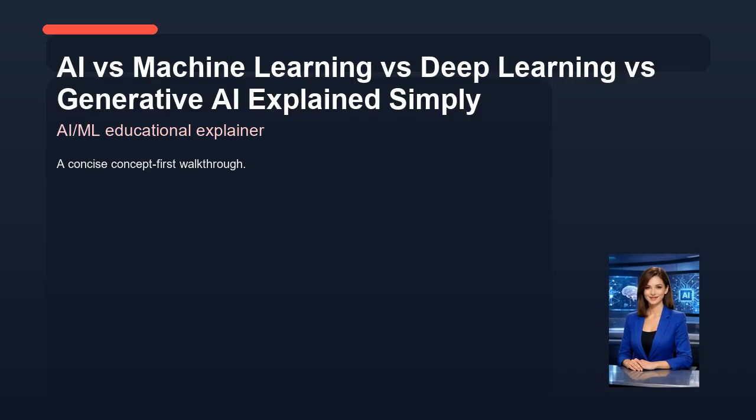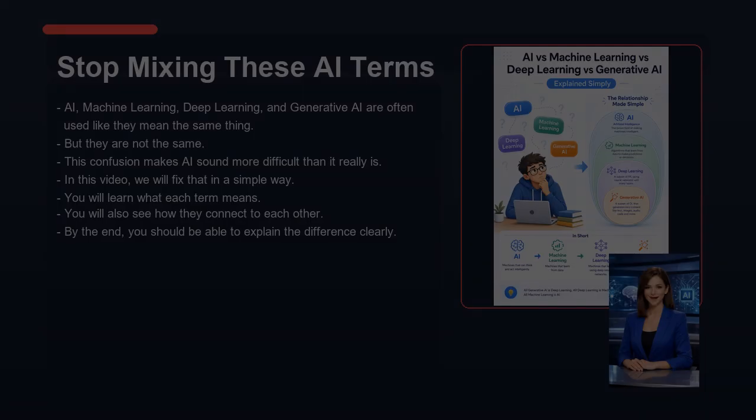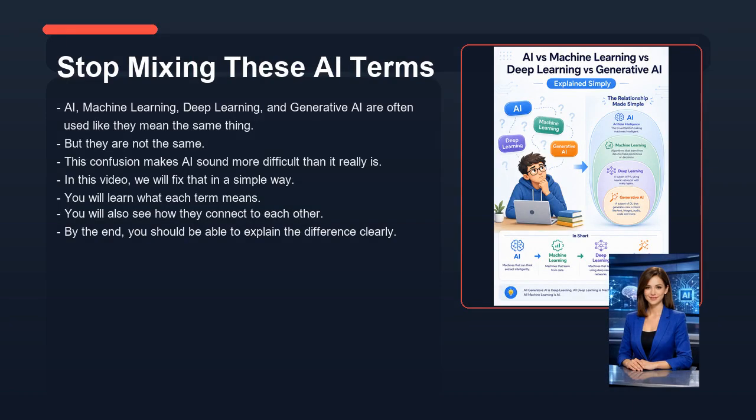AI/machine learning educational explainer. Now let's look at stop mixing these AI terms. AI, machine learning, deep learning, and generative AI are often used like they mean the same thing. But they are not the same. This confusion makes AI sound more difficult than it really is. In this video, we will fix that in a simple way. You will learn what each term means. You will also see how they connect to each other. By the end, you should be able to explain the difference clearly.